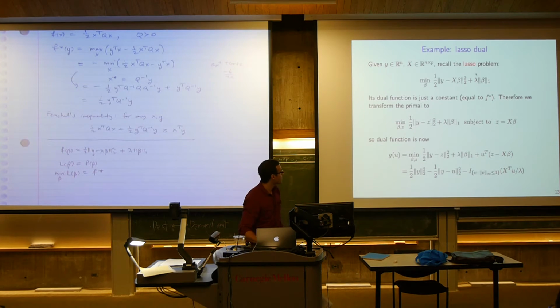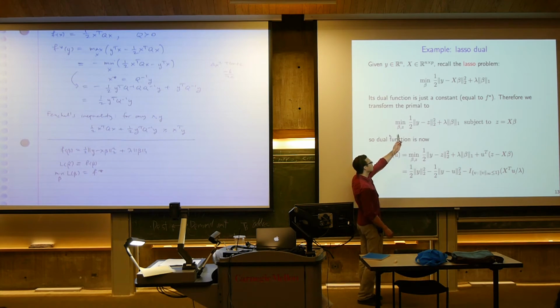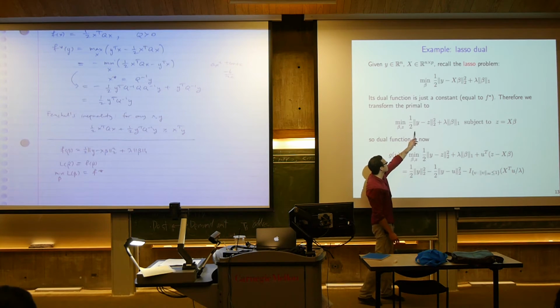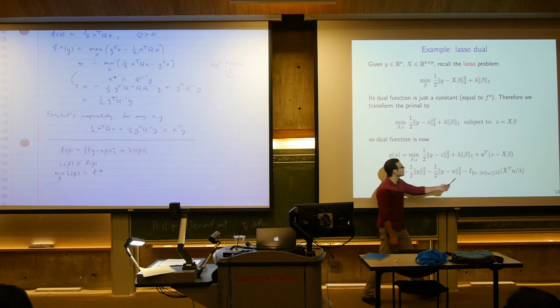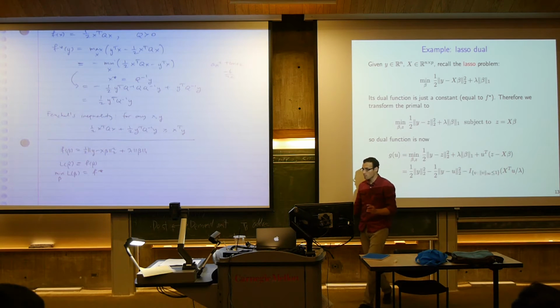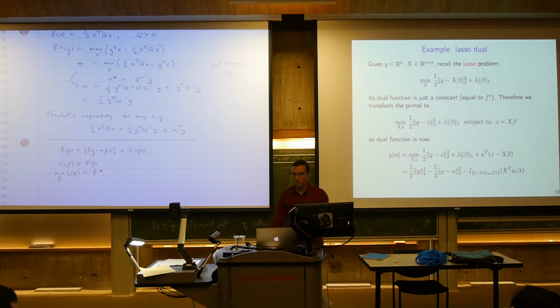So I'm going to actually make this substitution. I'm going to substitute in for x beta a new variable called z, and I'll rewrite the Lasso problem in the following form. Minimize over beta and z. Now I have two blocks of primal variables. One half times the norm squared of y minus z, plus lambda times the L1 norm of beta, subject to z being equal to x beta. So I haven't changed the problem at all. It's kind of a trivial introduction of an auxiliary variable z.